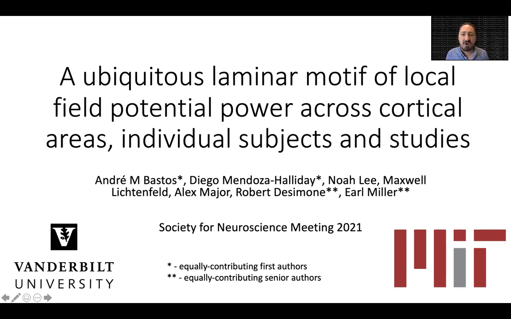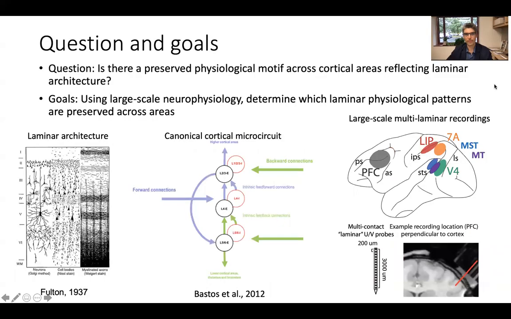We report the discovery of a ubiquitous laminar motif of local field potential power across cortical areas, individual subjects, and studies. It has been well known for over 100 years that the cortex has a laminar organization. These layers contain cells with distinct connection patterns and morphology and are thought to perform distinct computations.